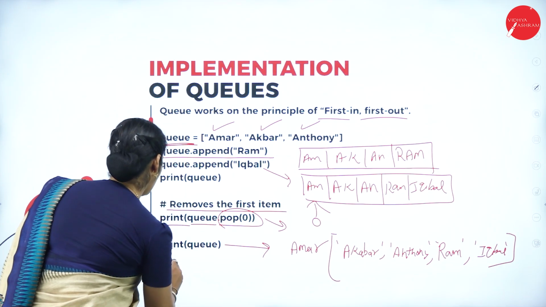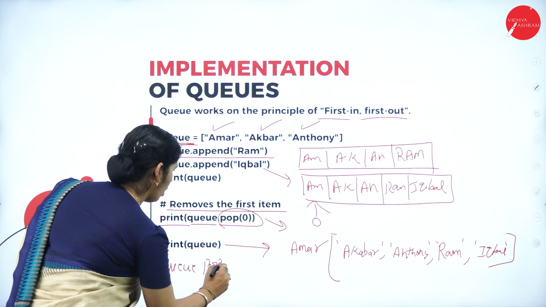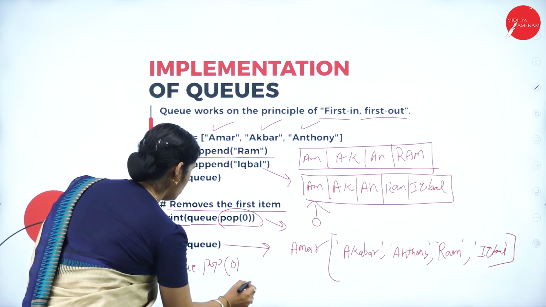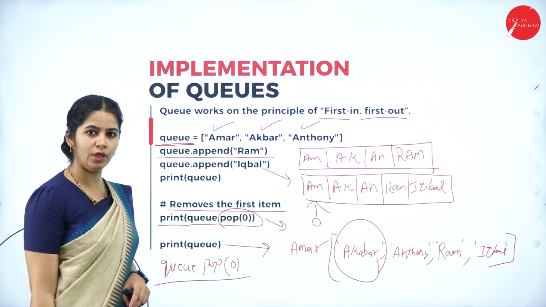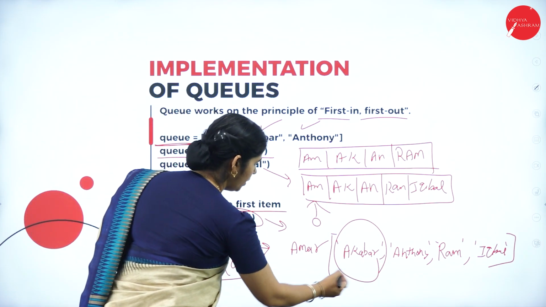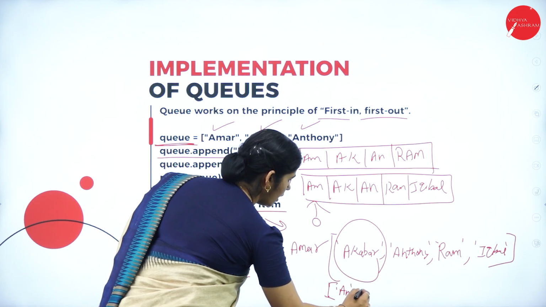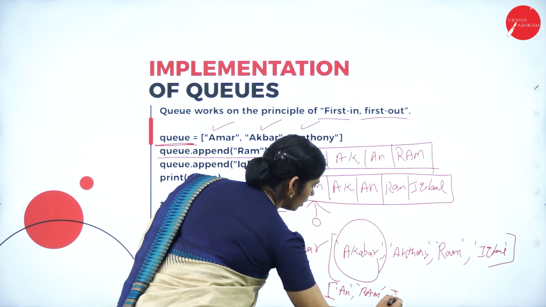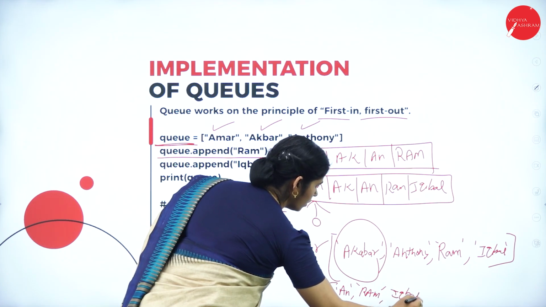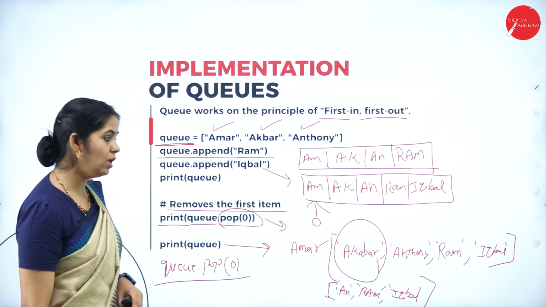If I call again q dot pop of 0, what will it do? It will remove one more element of the list, Akbar. So that will be removed, and what will I be having? I'll be having Anthony, Ram and Iqbal. So this many elements will be there in the queue.